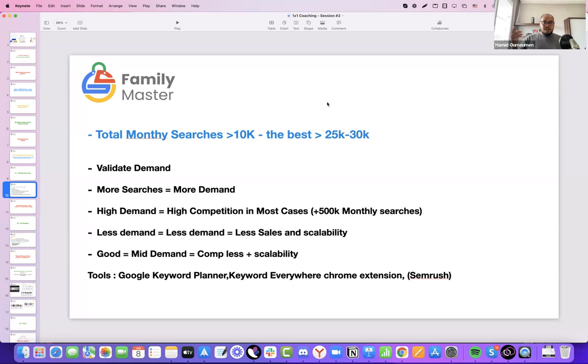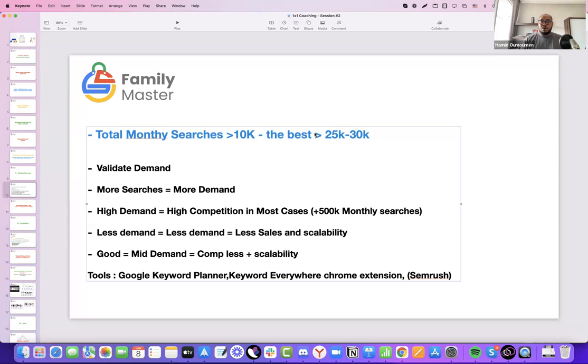To find the monthly searches, we use Google Keyword Planner or the Keyword Everywhere Chrome extension. I prefer to use Google Keyword Planner because it's from Google and gives you good data. When I talk about total monthly searches, I mean the broad. I don't mean that you need one keyword with 10K or 25K monthly searches. No, I'm talking about the whole market. How can I know the whole market?